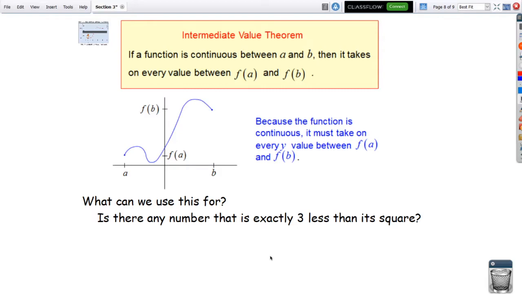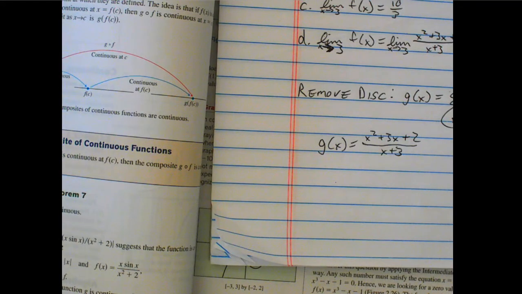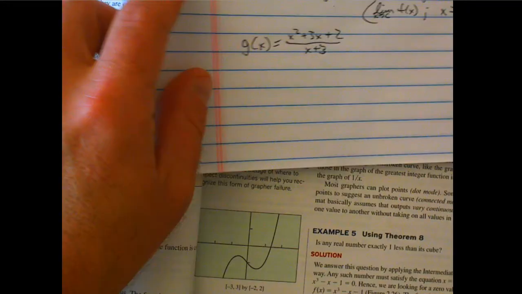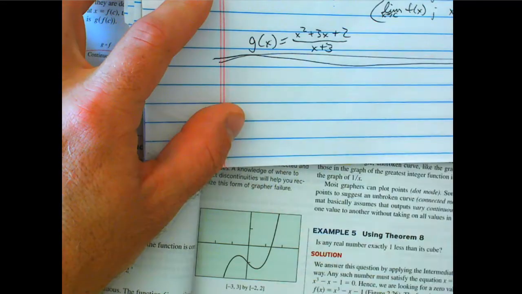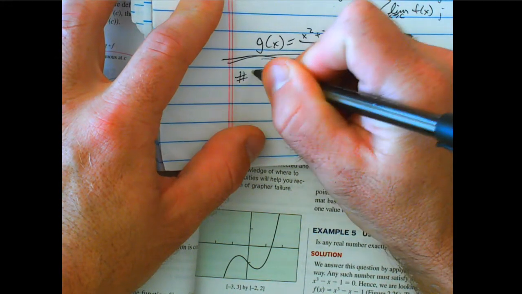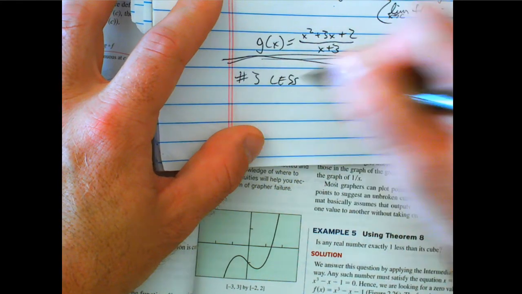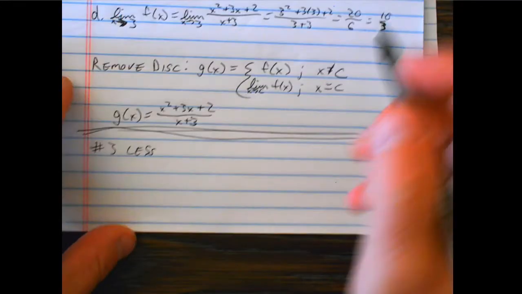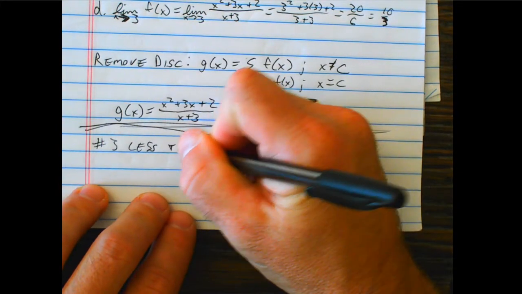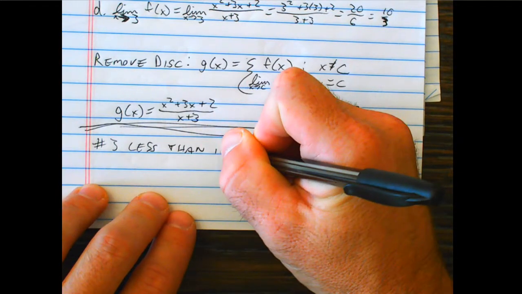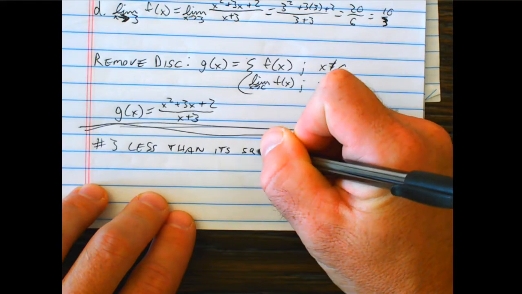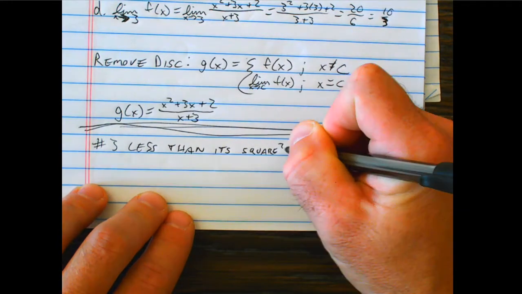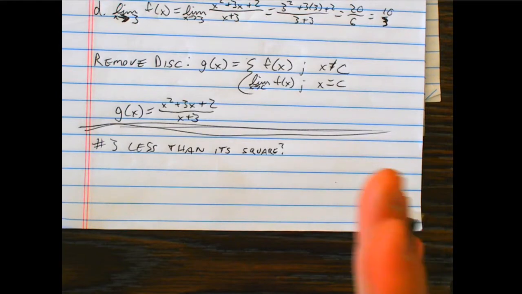And I'm tearing through this legal pad. All right. Number 3 less. There we go. That's easier to write when I'm not on top of a book. Then its square. I will ruin this for you, and I will tell you that the answer is yes.